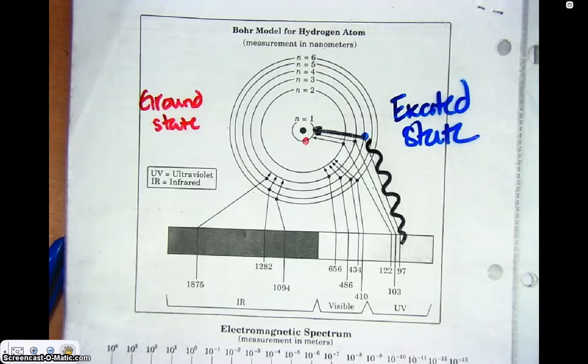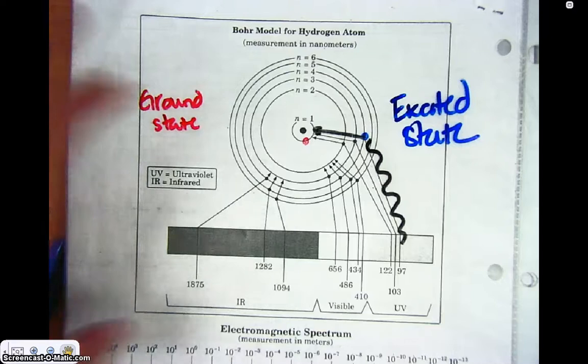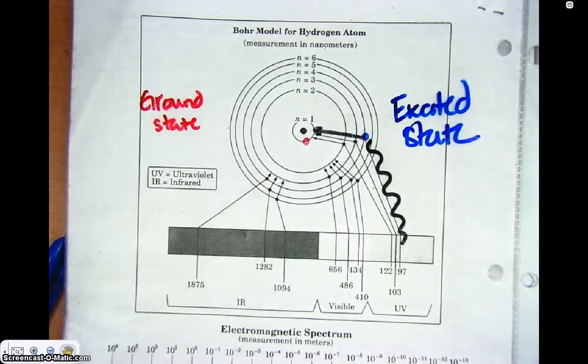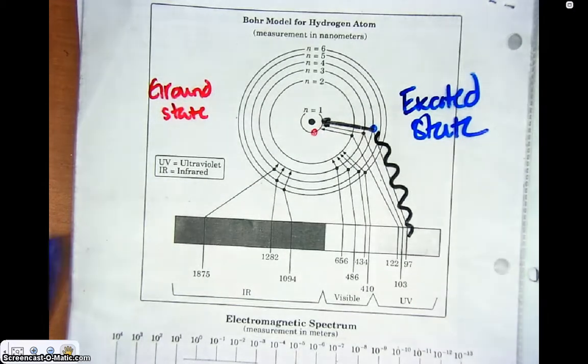And this is how we figured out the electron arrangement. We can't see electrons, but we can see this. We can measure this. So in order to use the Bohr model, you just have to look and see what shells it's jumping between, right?